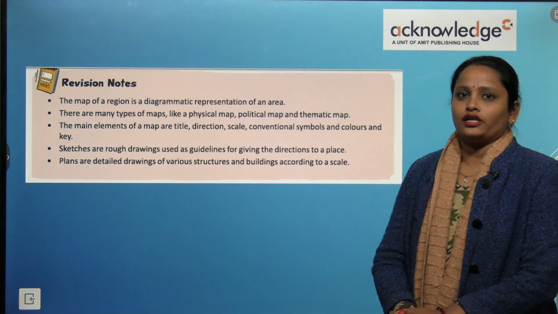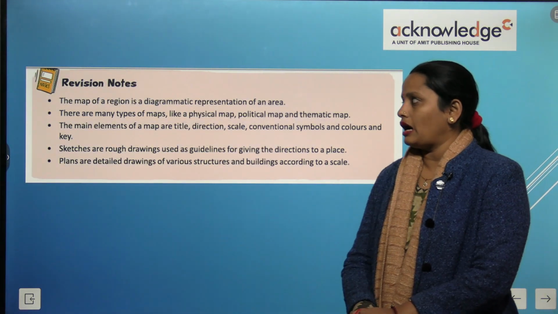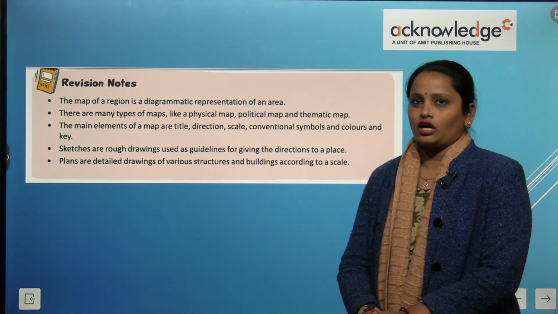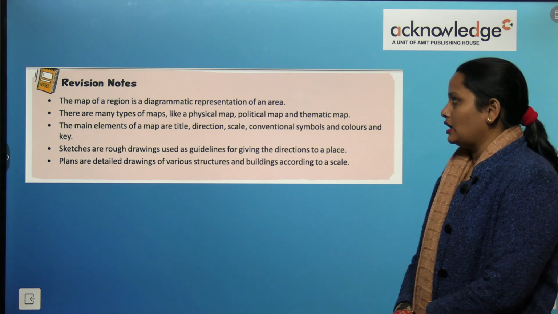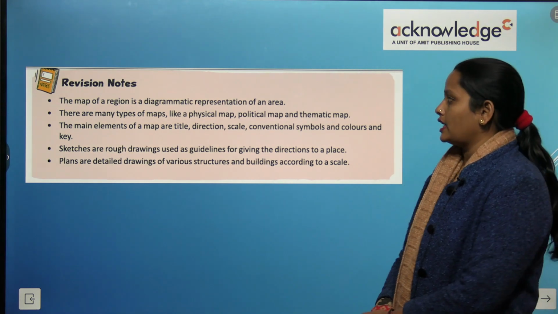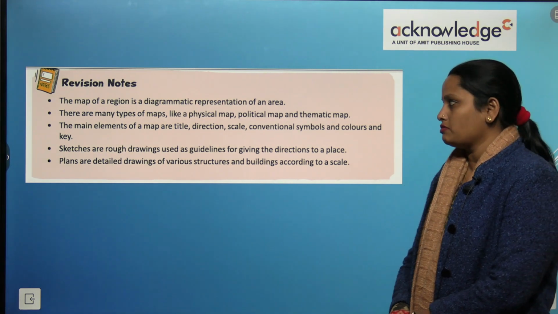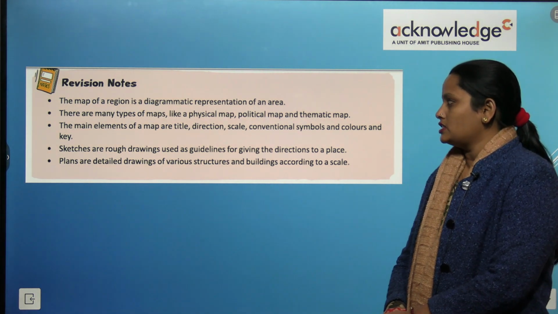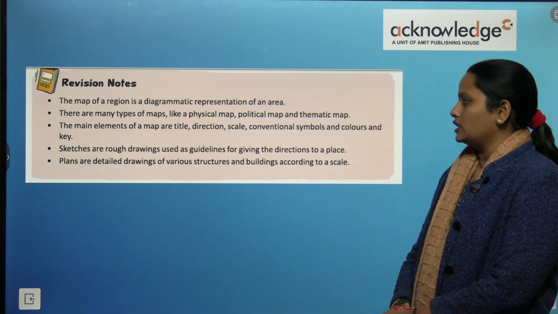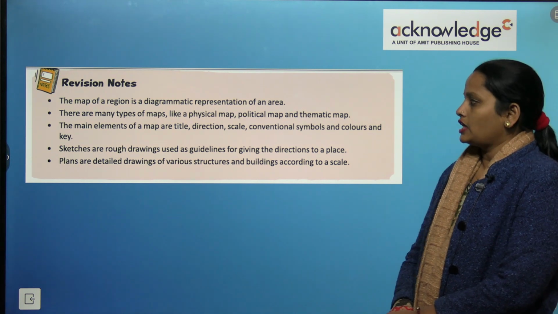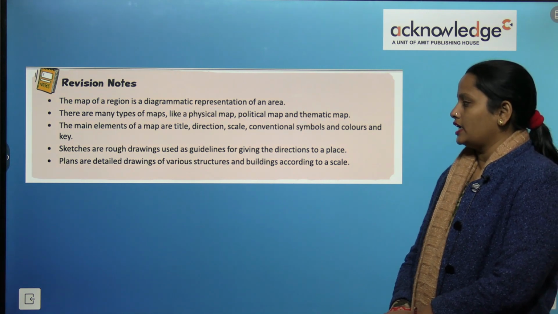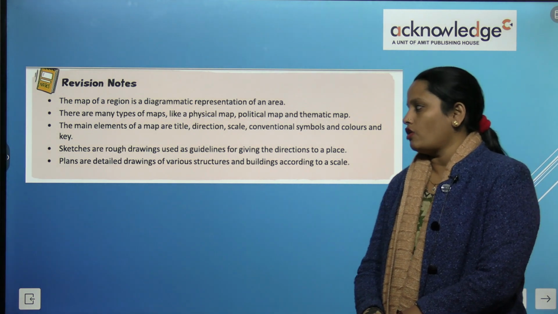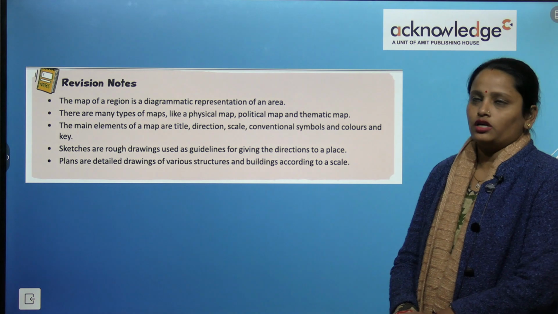Now children, let's quickly revise what we have learned here. A map of a region is a diagrammatic representation of an area. There are many types of maps, like physical, political and thematic maps. The main elements of a map are title, direction, scale, conventional symbols and colors, and key. Sketches are rough drawings used as guidelines for giving the direction to a place. And plans are detailed drawings of various structures and buildings according to a scale.